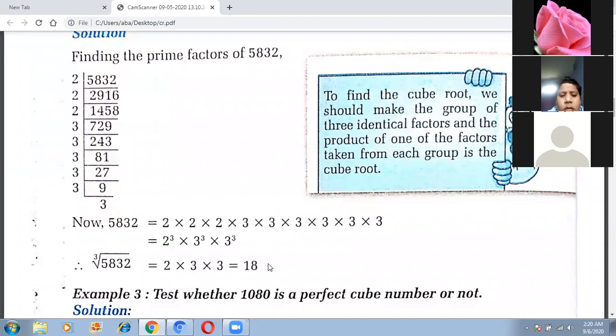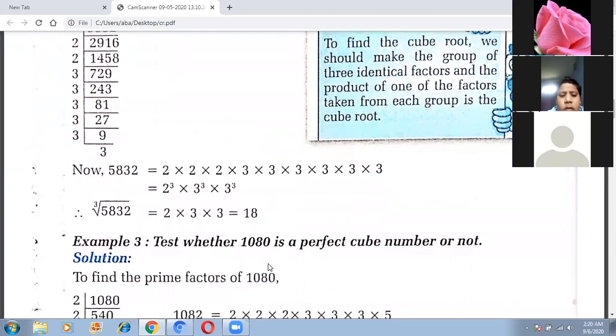You can find the cube root. First of all, you have to find the prime factors of the given number. And to find the cube root, we make groups of 3 identical factors. And the product of one factor taken from each group is the cube root. Yes? Now this is the cube root. How to find cube root?